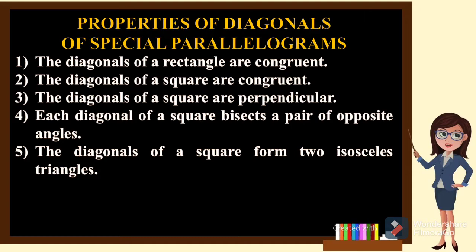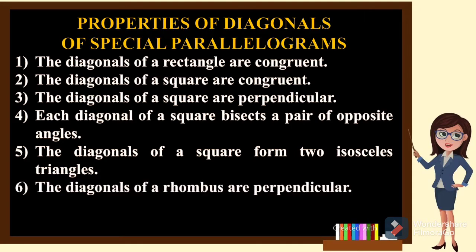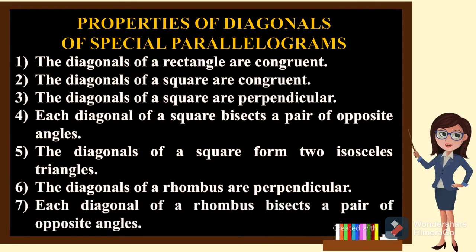5. The diagonals of a square form two isosceles triangles. 6. The diagonals of a rhombus are perpendicular. 7. Each diagonal of a rhombus bisects a pair of opposite angles.